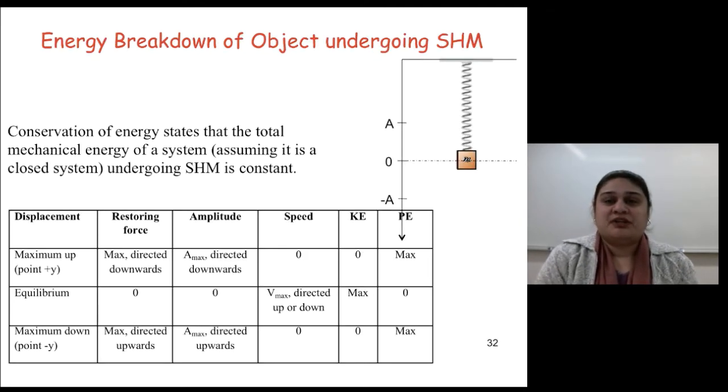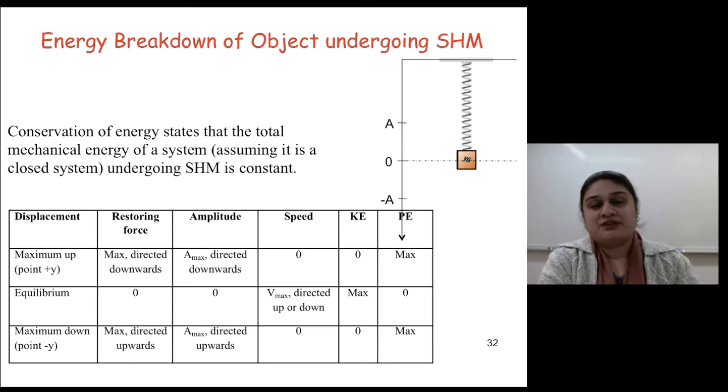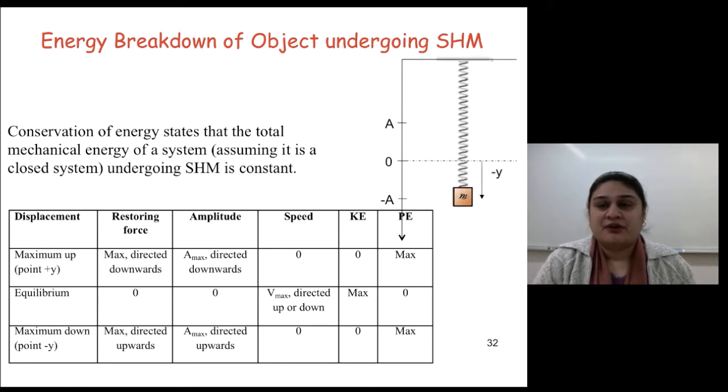Energy breakdown of an object undergoing simple harmonic motion. Conservation of energy states that the total mechanical energy of the system undergoing simple harmonic motion is constant. Let's suppose this is your equilibrium point and your pendulum is free to oscillate between maximum A and minimum minus A. At the maximum displacement, its speed will be 0, its amplitude will be maximum, kinetic energy will be 0, and the potential energy will be maximum.